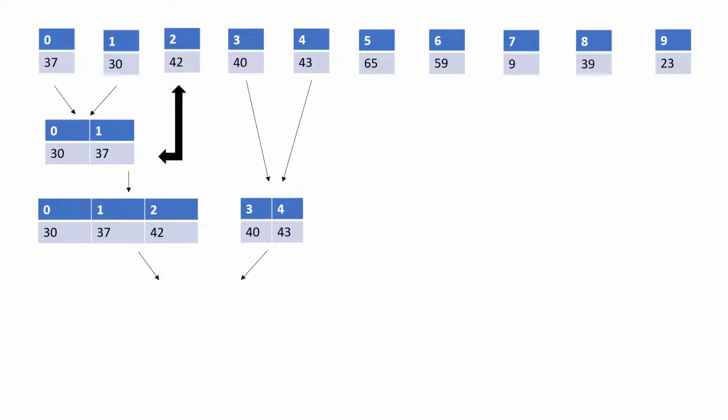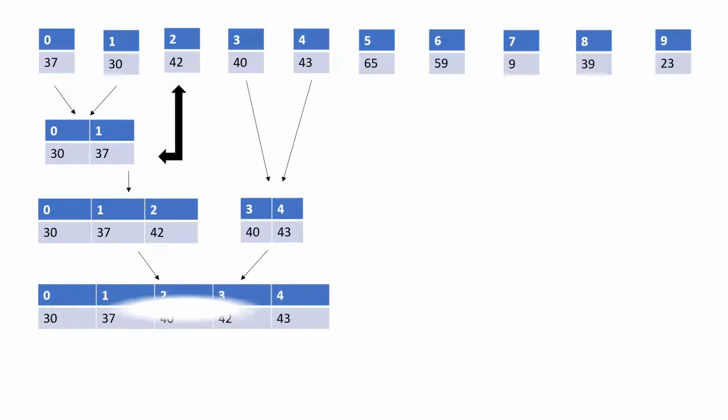Here 30 is less than all the elements in these indexes. That means in the index 0 the element 30 should be placed. 37 is the second smallest element among these elements. That means we have to place 37 in the index 1. Now let's compare 42 with the remaining elements. 42 is greater than 40. That means 40 has to be placed before 42. That is, 40 has to be placed at second index, whereas 42 is less than 43. That means we have to place 42 before 43.